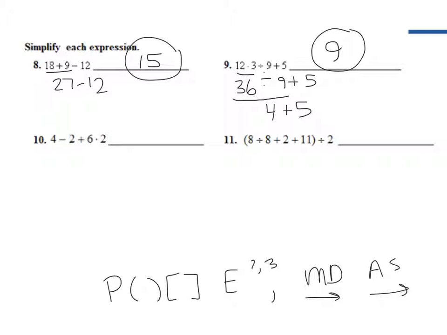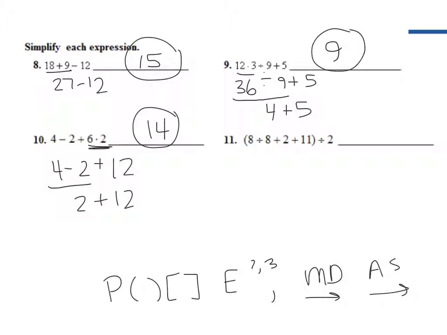Okay, number 10, there's no parentheses, there's no exponents, there's multiplication, so I have to do 4 minus 2 plus 12. Then I add and subtract from left to right. So it's 2 plus 12. 2 plus 12 is 14, so the answer is 14.